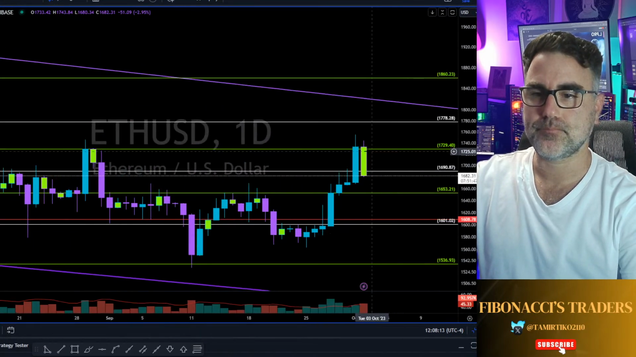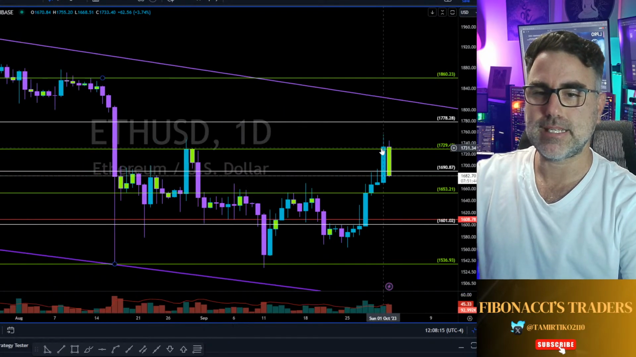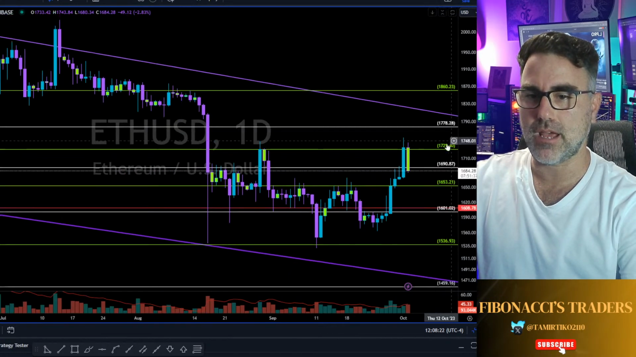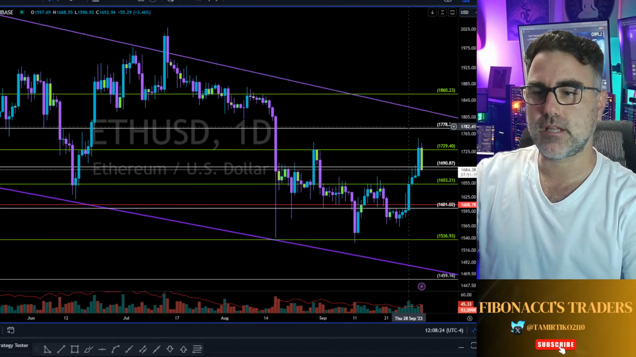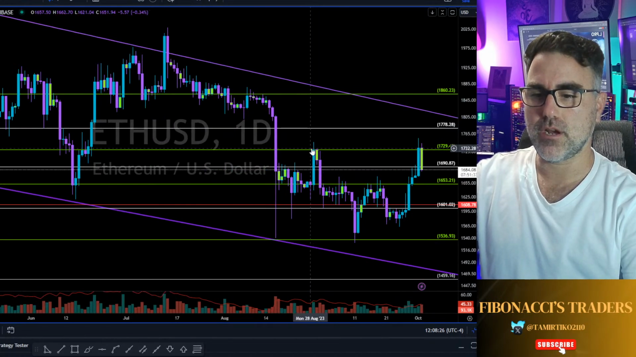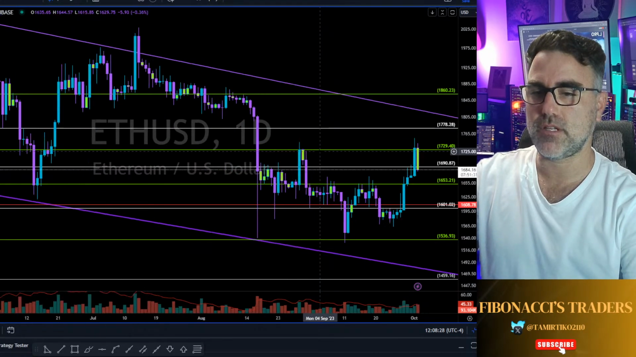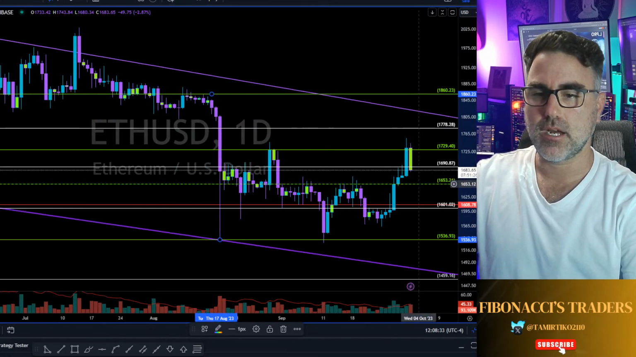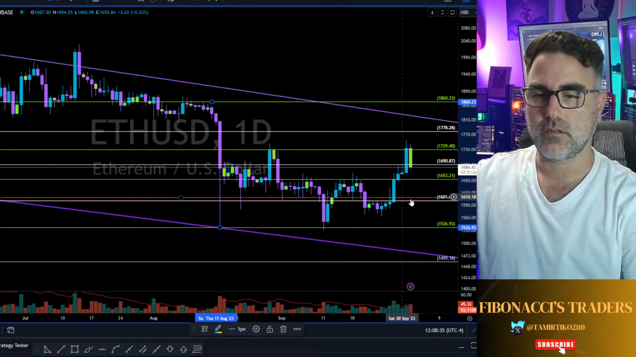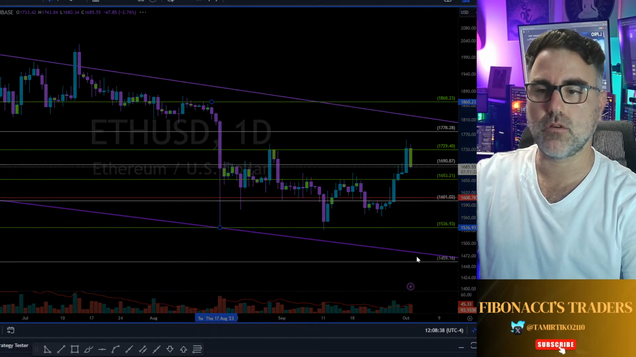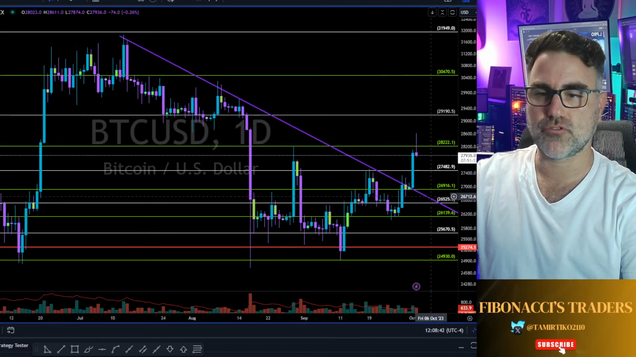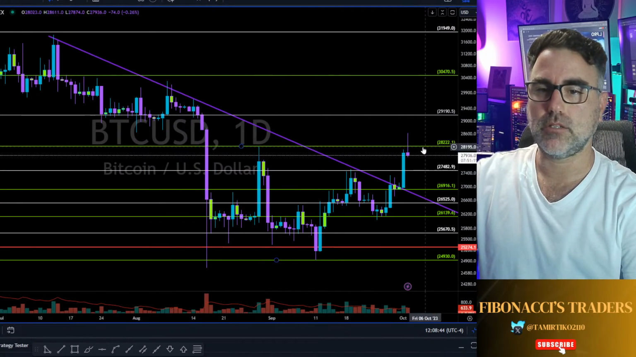Ethereum on the daily went all the way to the 1730, got rejected. Why? Because the 1730, look left. All we need to do is look left, and then we can understand why. Over here, during the end of August, very tough resistance. Now going back to the downside, 1650 needs to hold. Then we're heading south.